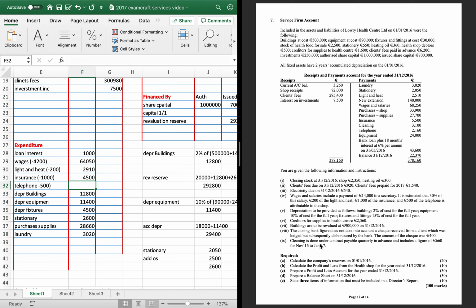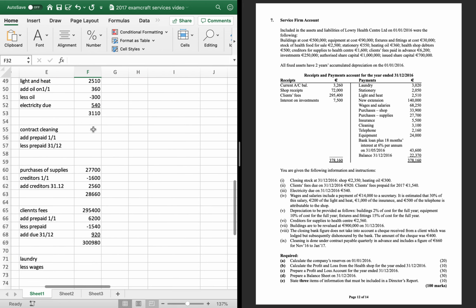Cleaning 319. There's normally a working on cleaning, so there you go. Cleaning is done under contract payable quarterly in advance and includes a figure for 660 for November. Oh, it's quite hard. For November to January. So of this 660, which is for 3 months cleaning, so 220 a month, 2 months are November and December this year, but 1 month of it is prepaid into next year. So 220 is prepaid. So my contract cleaning is 3100.